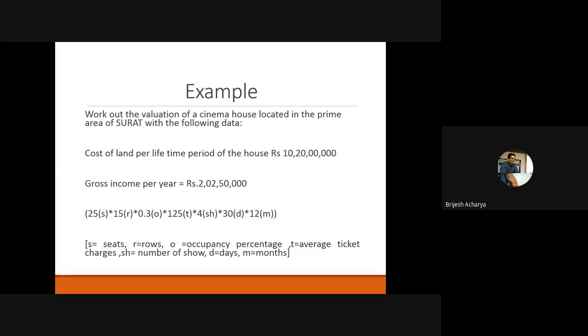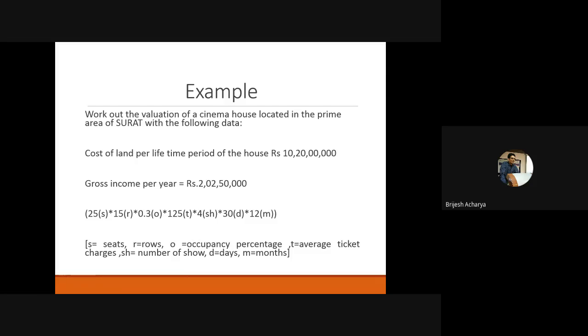So for other methods I have not included any example, but for this one let me share with you one of the examples which I have made for carrying out the valuation of a cinema house located in one of the prime areas of Surat city. When I say prime area, it means the price of land is very high. The cost of land in that particular area is very high. So the cost of land for the lifetime period of the cinema house is around 10 crore 20 lakh rupees.